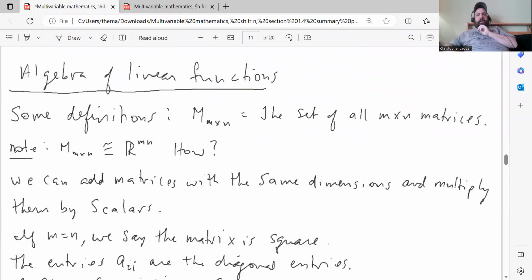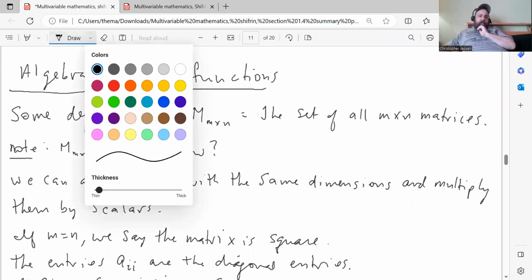Okay, then he goes on into the algebra of linear functions. Like I said, there is a lot in this chapter, so I'm going to try to go through it a little bit quick because otherwise this video is going to be like 2 hours long. So the algebra of linear functions, so here are some important definitions that he gives. I probably should have underlined the words that he's defining here. Maybe I'll do that as I go along.